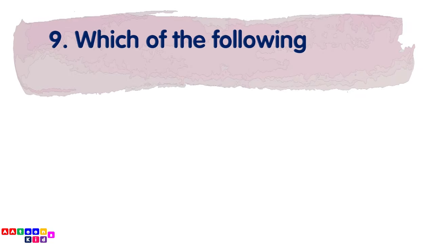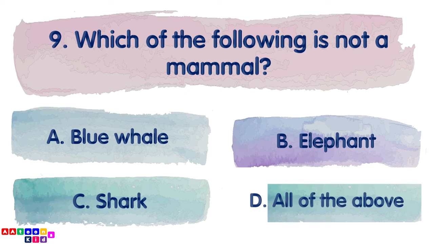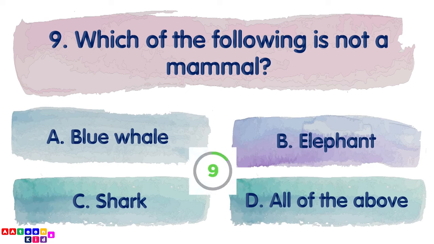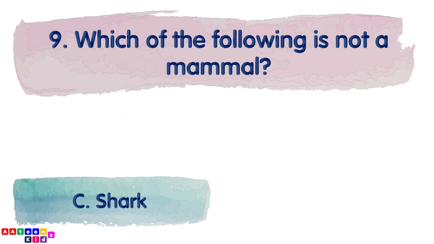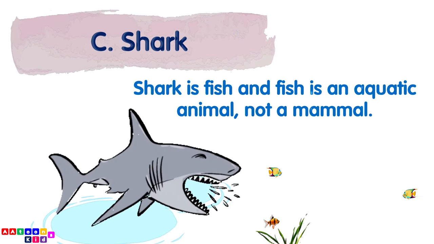Which of the following is not a mammal? Shark. Shark is a fish, and fish is an aquatic animal, not a mammal.